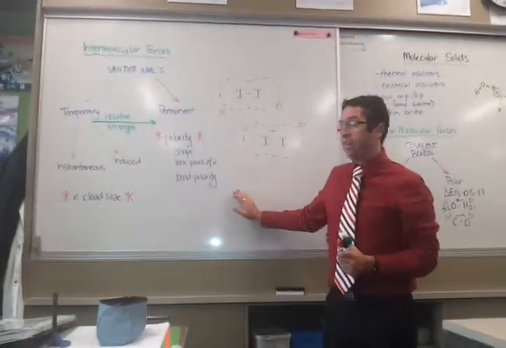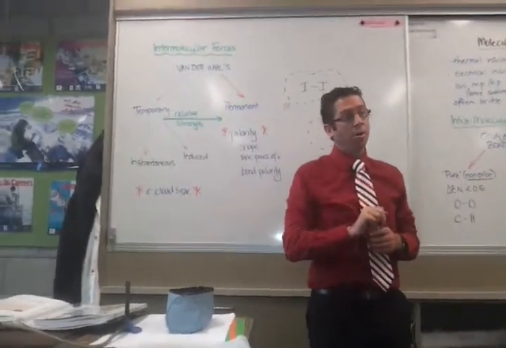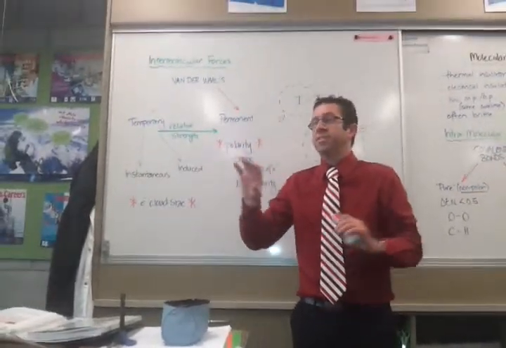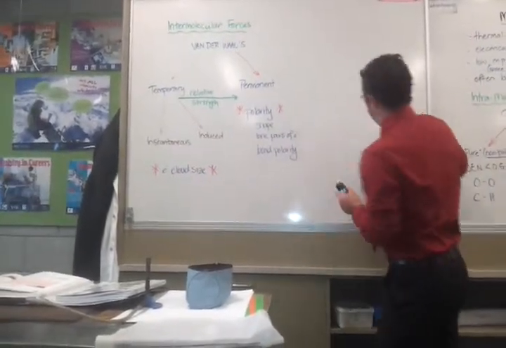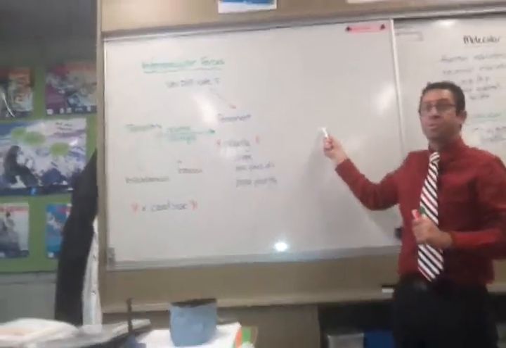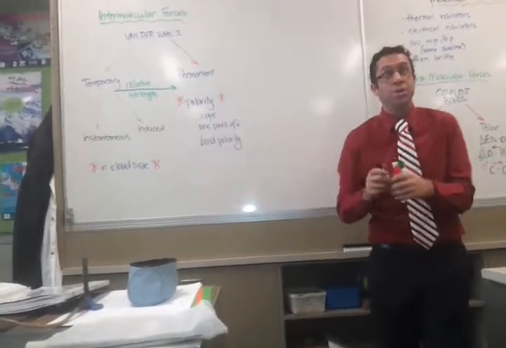On the other side of the coin, we've got the ones that actually have a permanent dipole. So they actually have a positive side and a negative side. Not as strongly positive and negative as an ionic substance, but they are slightly positive and slightly negative. And one of the easiest examples to show you here is water, which actually has an even stronger bond called a hydrogen bond. You learn about hydrogen bonds in level 3, so I won't go into those today.